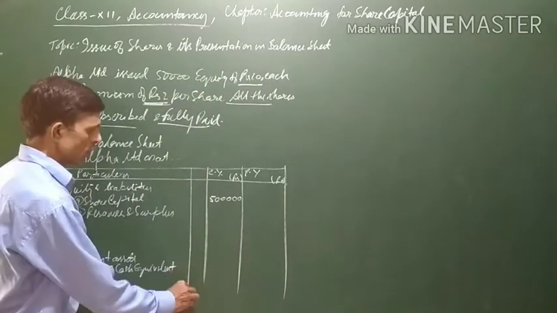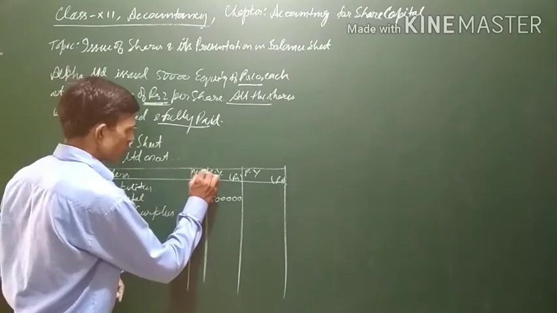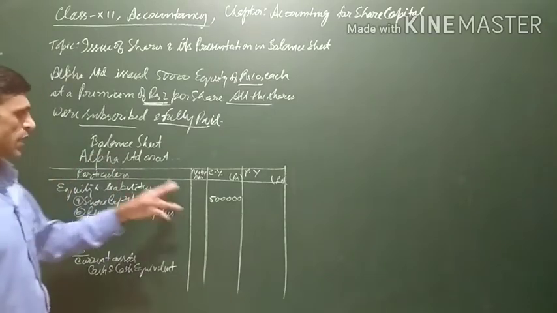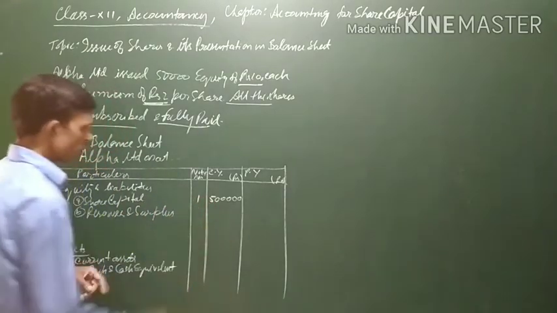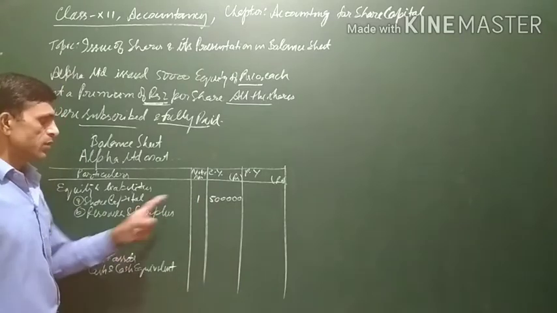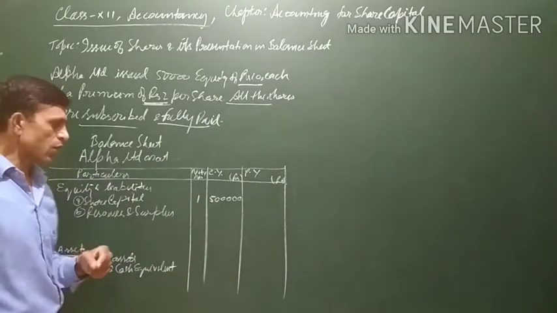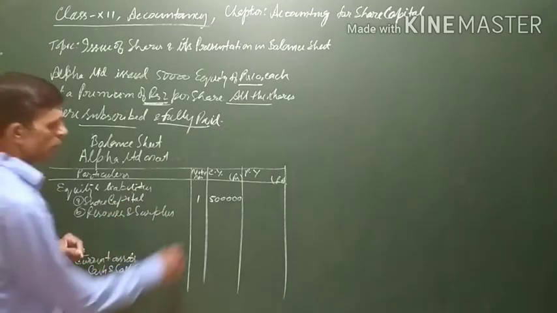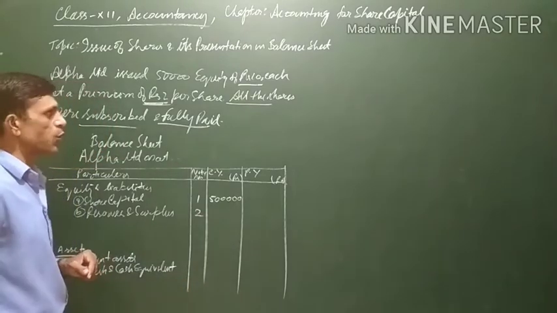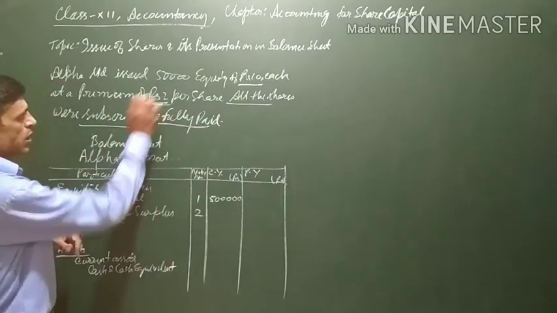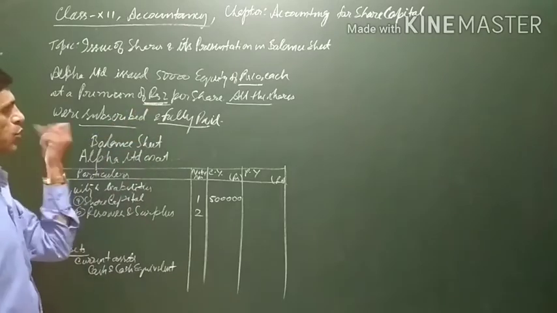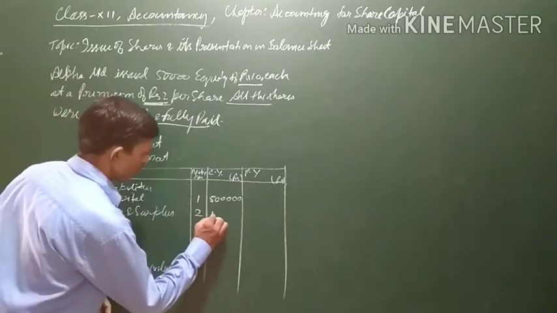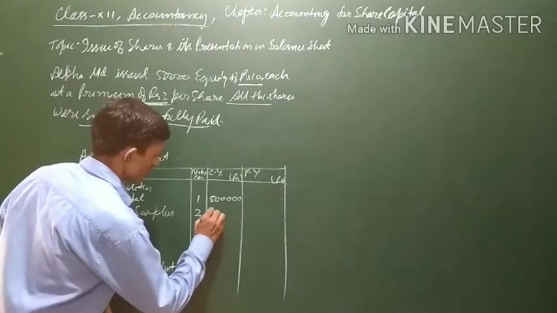Now one more column is there for the note number. This note number is for the explanation. In front of share capital we will be writing 1. Why? This will be explained through notes to account, what are the things included in the share capital. Besides it, reserve and surplus will be written as note number 2. Here the shares are issued at a premium of rupees 2 per share. So the total premium will amount to 50,000 into 2, that is 1 lakh, which will be written here also.